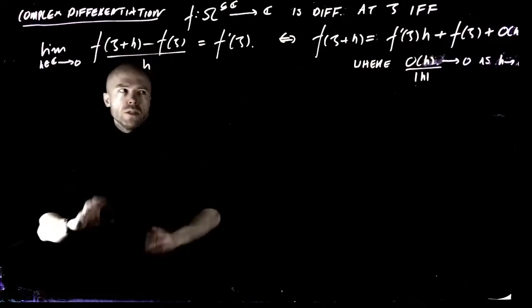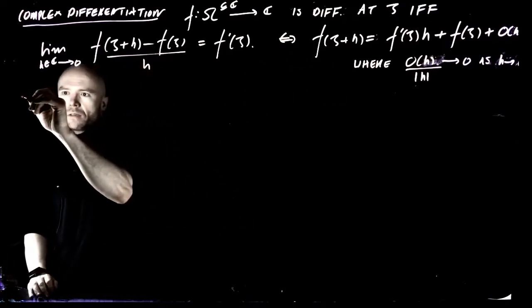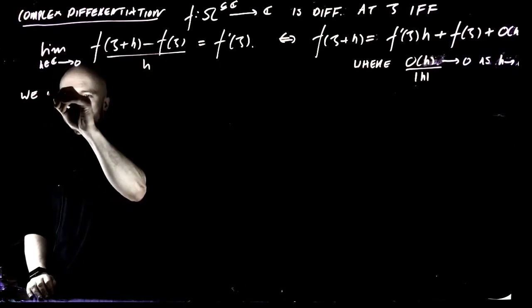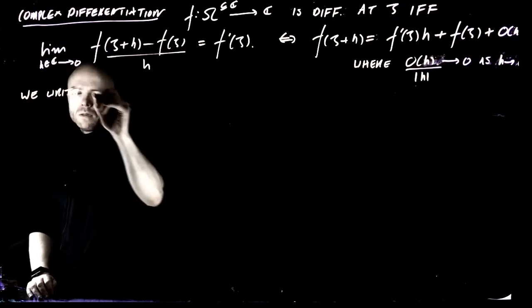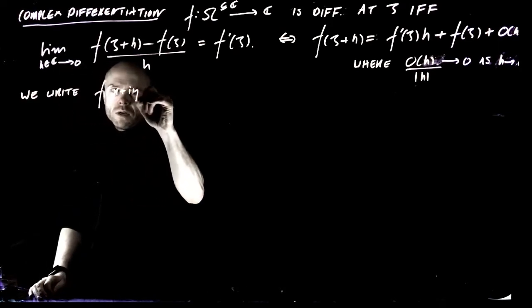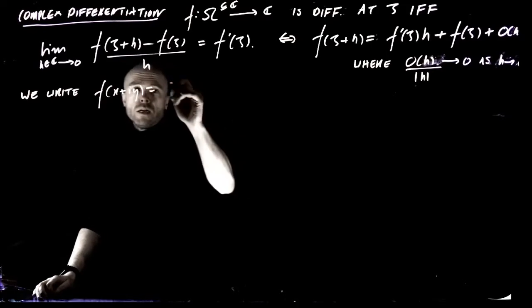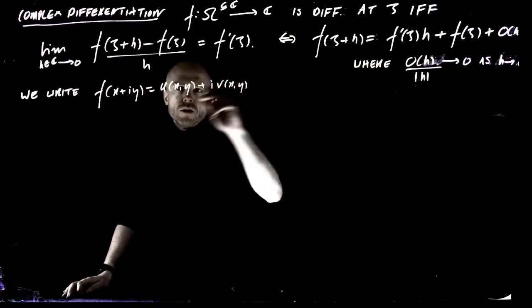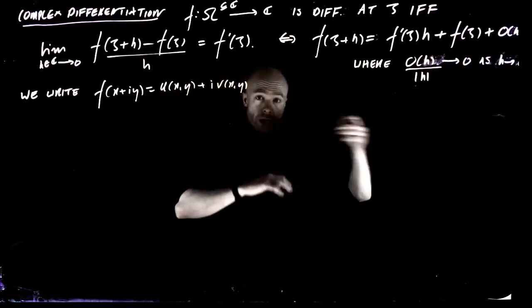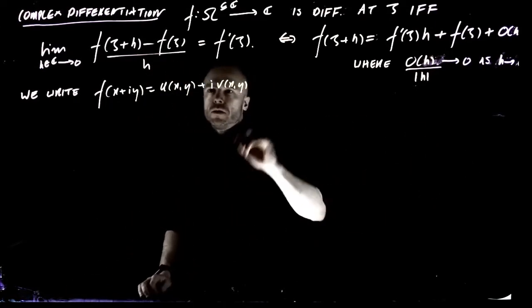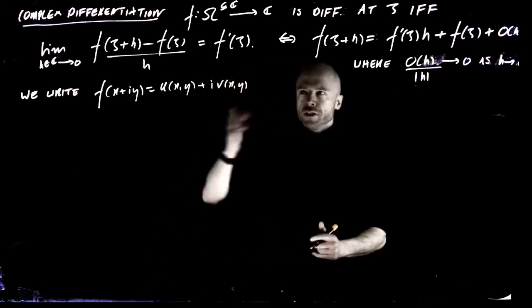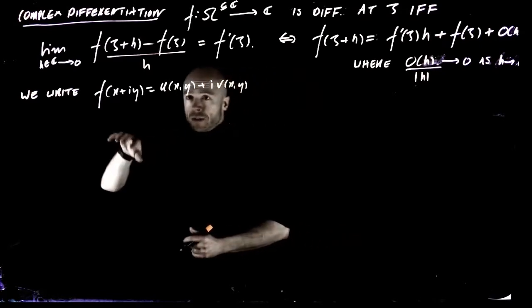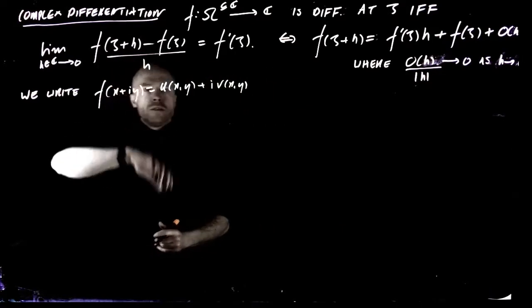So let us develop the consequences of this. So some notation. So we write f of x plus iy as u of xy plus iv of xy. So u and v are just mappings, therefore, from R2 into R. Right? So this is a very common notation. It's very convenient to write them like this. Yeah? And let's see the implications of the definition of differentiability.